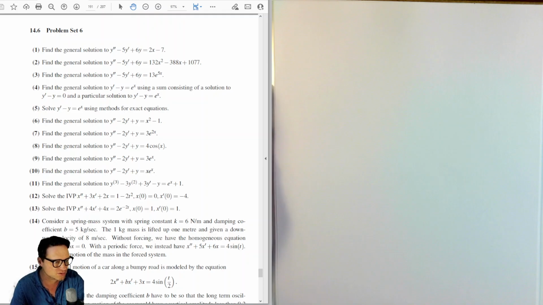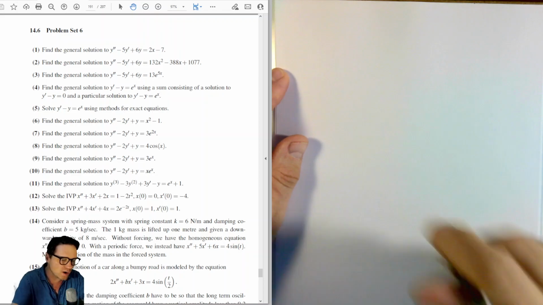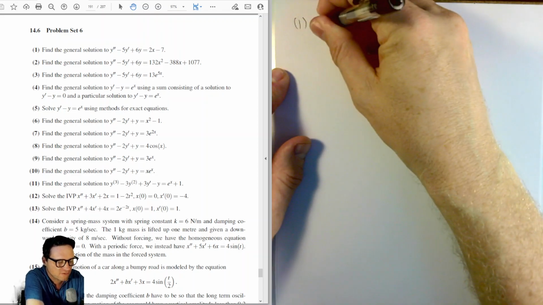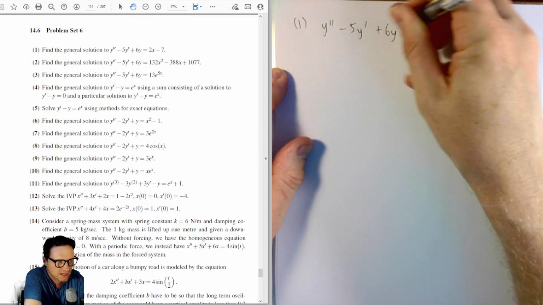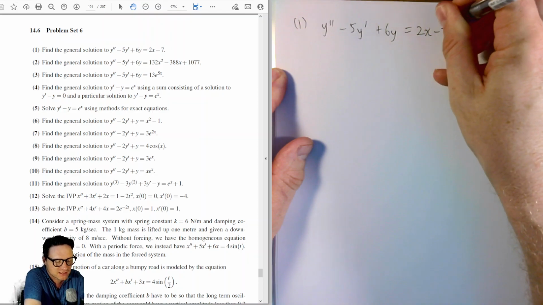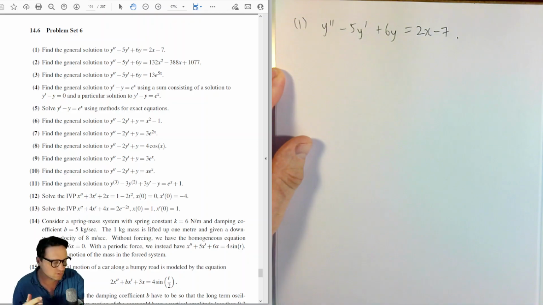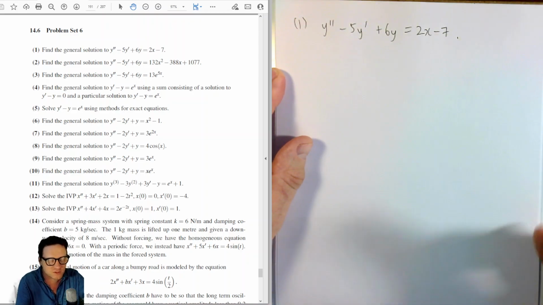So I think I'll probably attempt to go through the first 13 questions here on the left. So let's get started. All right, question 1. We have y double dash minus 5y dash plus 6y equals 2x minus 7. Okay, and so first let's find the homogeneous solution.